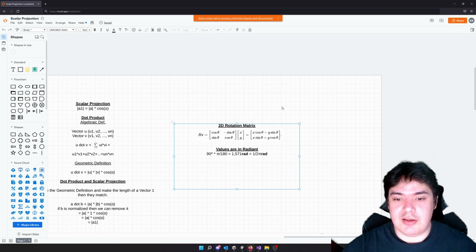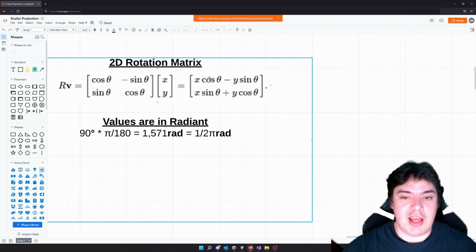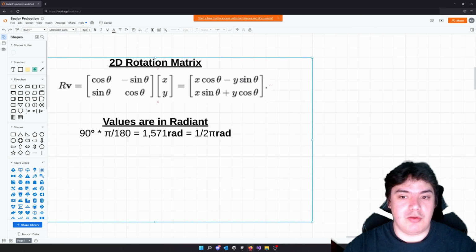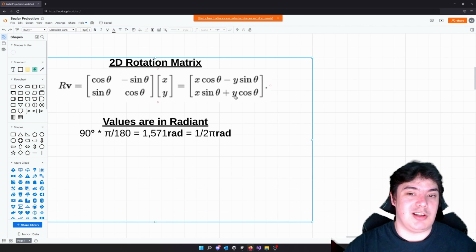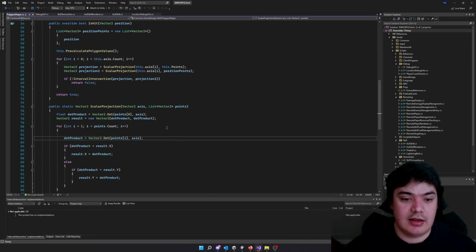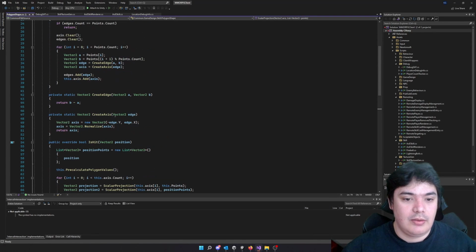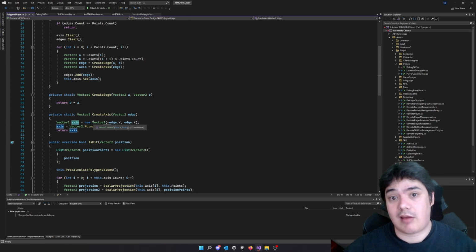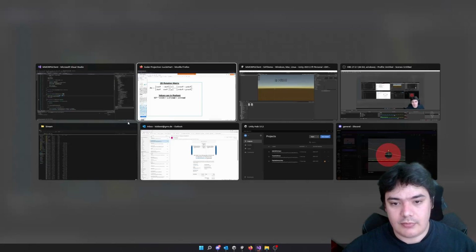Cosine of half pi is actually 0 and sine of half pi is 1. That's why we can use the short form, because for the x component it is x multiplied by 0 minus y multiplied by 1. So that's why we use minus y for the x component. And on the other side, x multiplied by 1 plus y multiplied by 0 is basically x. That's why we can do the shortcut in our case and take minus y and x and get a 90-degree counterclockwise rotation of the edge and create the axis. Then we normalize that.